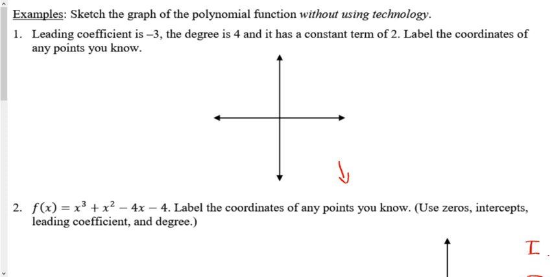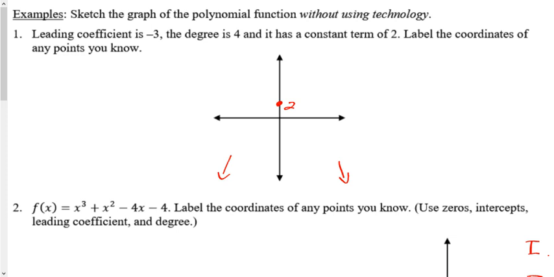But then, what you said, the left end also goes down. What was our clue here? Yeah, degree 4 means the left end is going to do the same thing. So the left end is also going to go down. Okay, then the constant term of 2. Yeah, I know I have a y-intercept of 2.